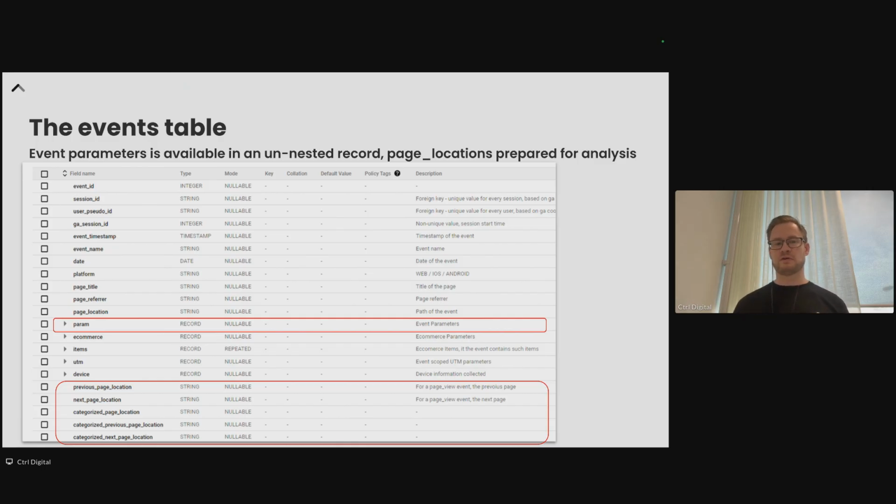That is very common for funnel analysis. When we look at a page view, we often want to know what is the next page location for that page view and what is the previous page location. So we have prepared that for our analysts. And also we could build something to categorize the page location. If we're on an e-commerce site, we could have tens of thousands of URLs. Well, we have categorized them into, let's say, product pages, brand pages, customer service pages, and so on.